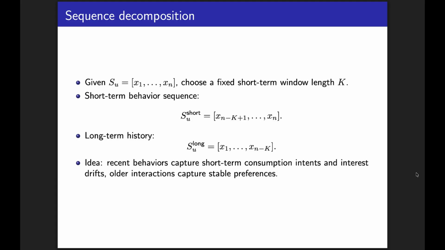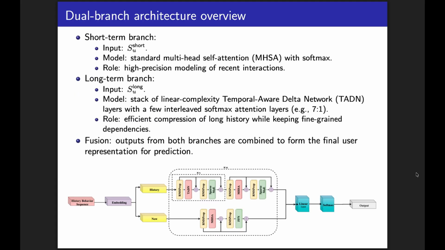Why do they split this? Simply because later on, they create an architecture that is split into two parts. There are two branches, as you can see at the bottom. There is one branch, the one at the bottom, which is the short-term branch. That is simply a standard multi-head self-attention with softmax. Nothing fancy, meaning nothing novel added there. It is just a vanilla kind of transformer.